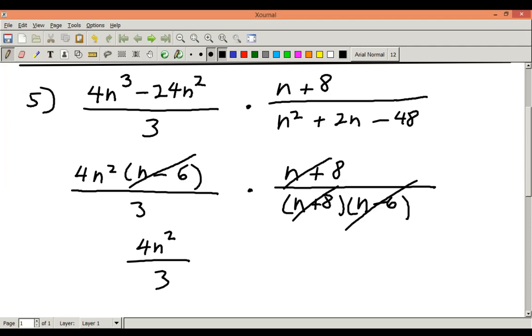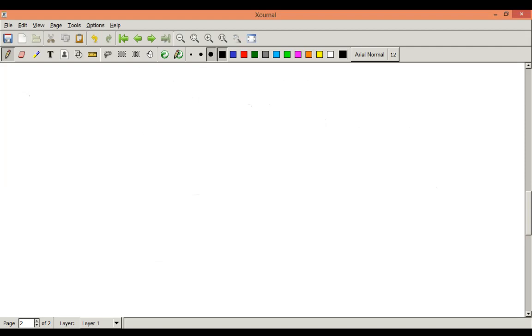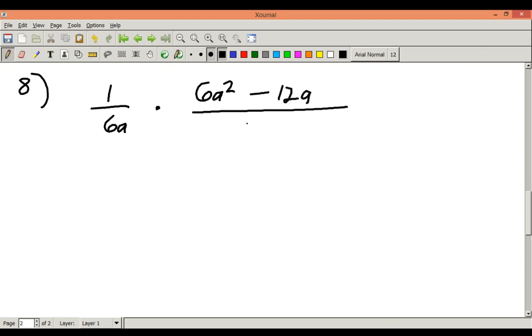Okay, I got another multiplication problem for you. That would be number 8. This time we're going to take 1 over 6a and multiply it by 6a squared minus 12a over 2a. And again, factor anything that you can factor before you start canceling.